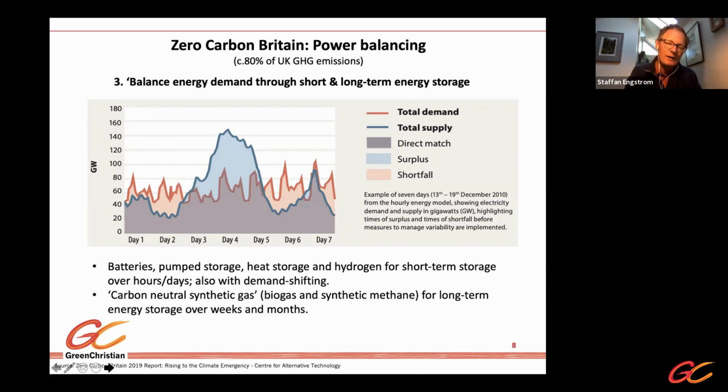So the Zero Carbon Britain looks at the use of carbon neutral synthetic gases for that. Biogas and synthetic methane created from renewable energy that can be stored and used for long-term energy storage over the weeks and the months that are required. This is a key issue in managing energy requirements of the UK going forward.